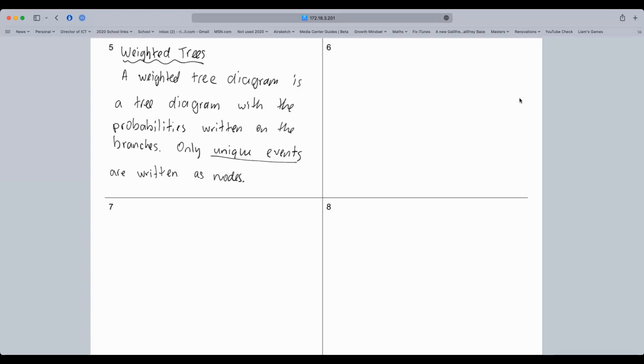Okay, so I'm just trying to make sure it's as little writing as possible. So a weighted tree diagram is a tree diagram, we've all seen that now, with the probabilities written on the branches, and this is how we show the weighting. Instead of listing every single event, like red, red, red, blue, blue, we only list the unique events. Now the unique events are R and B, red and blue, right? But we just need to recognise that they're weighted differently.